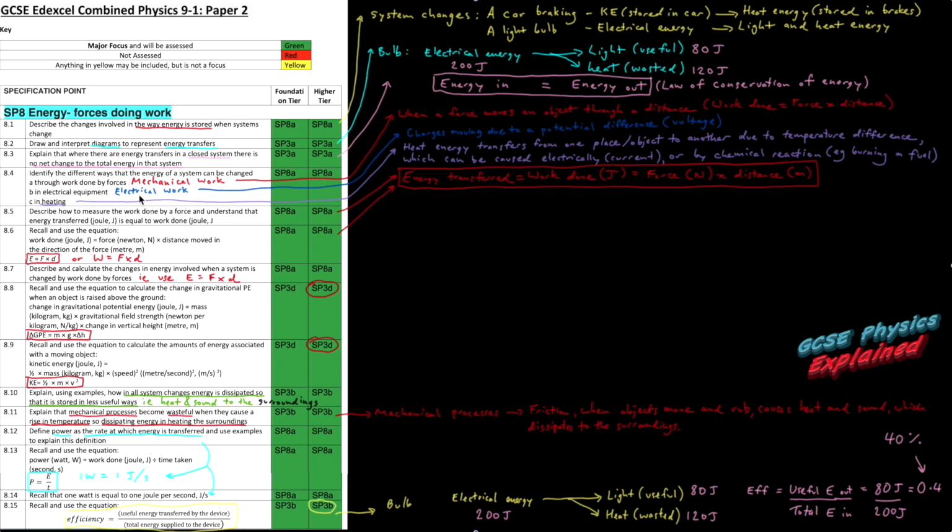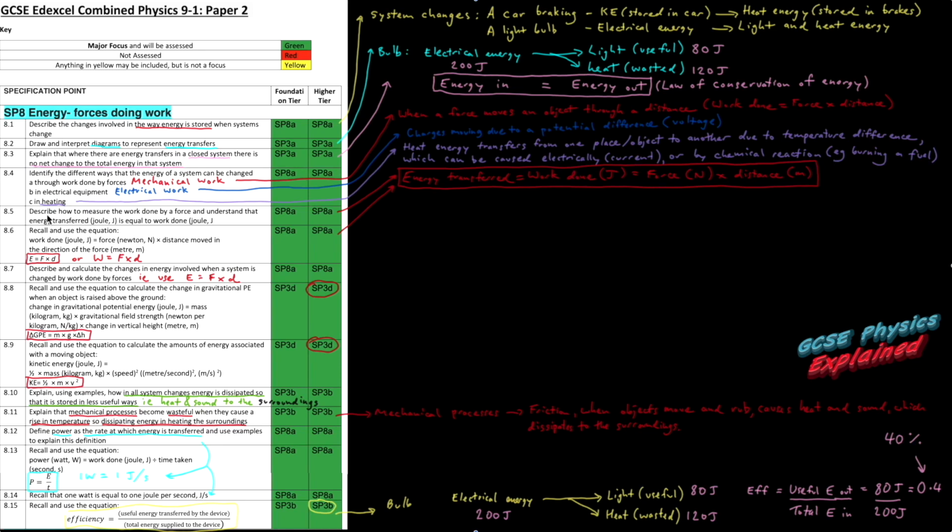Electrical equipment. So electrical work, for example, could be charges moving due to a potential difference or voltage. And heating, well, that would be something like heat energy transferring from one place or object to another due to a temperature difference, which can be caused either electrically, but from current, or by chemical reaction, for example, burning a fuel.